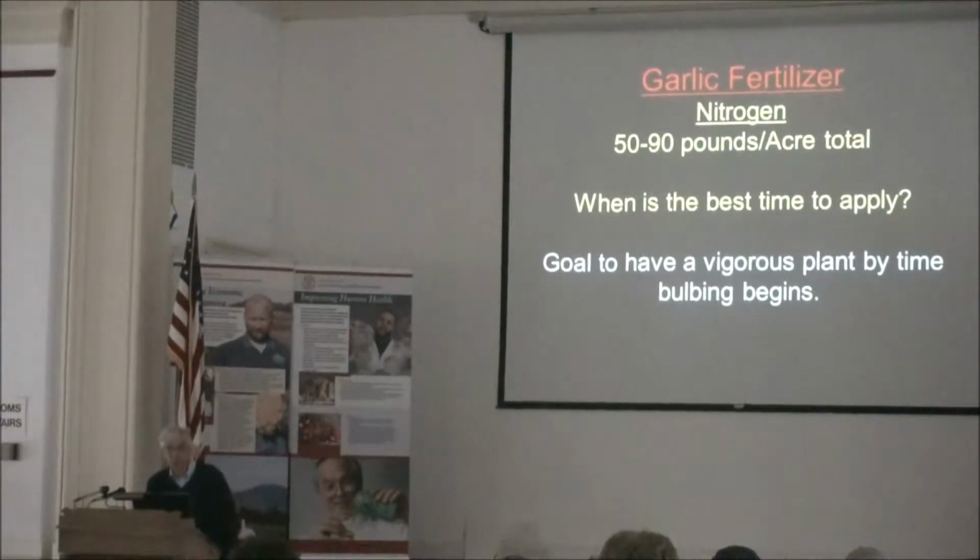So when we look at what is being recommended for nitrogen in New York, generally it's anywhere from 50 to maybe 90 or 100 pounds of nitrogen per acre total for the year. The question that always comes up is when is the best time to apply that nitrogen? And remember, we want to make sure that we have a really healthy, vigorous plant that's growing in that field in the spring when the garlic starts to mold.